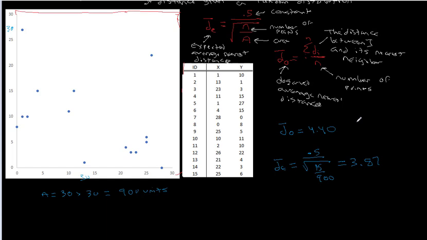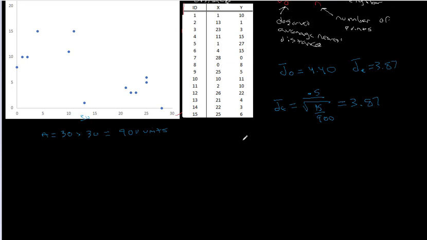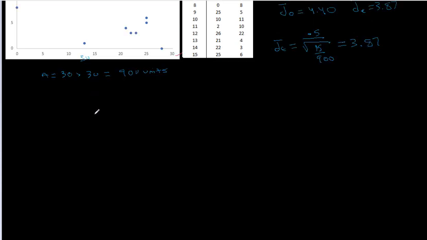Right, so our D_E, or our average expected distance, is 3.87. Okay, so how do we interpret this? Let's go ahead and give ourselves a little bit of room. Let's recopy down our D_O. We had 4.40, and our D_E is going to be 3.87. Okay, so how do we interpret this?